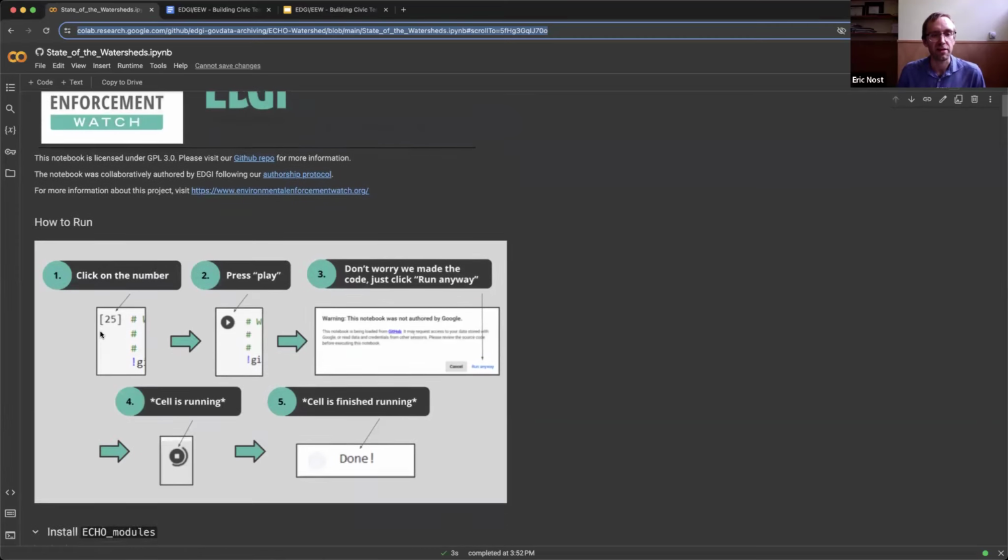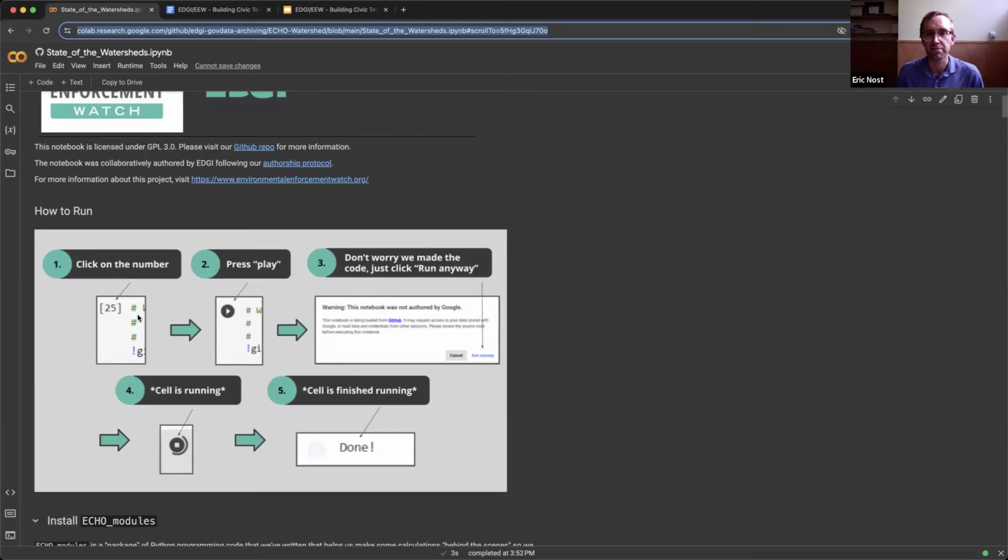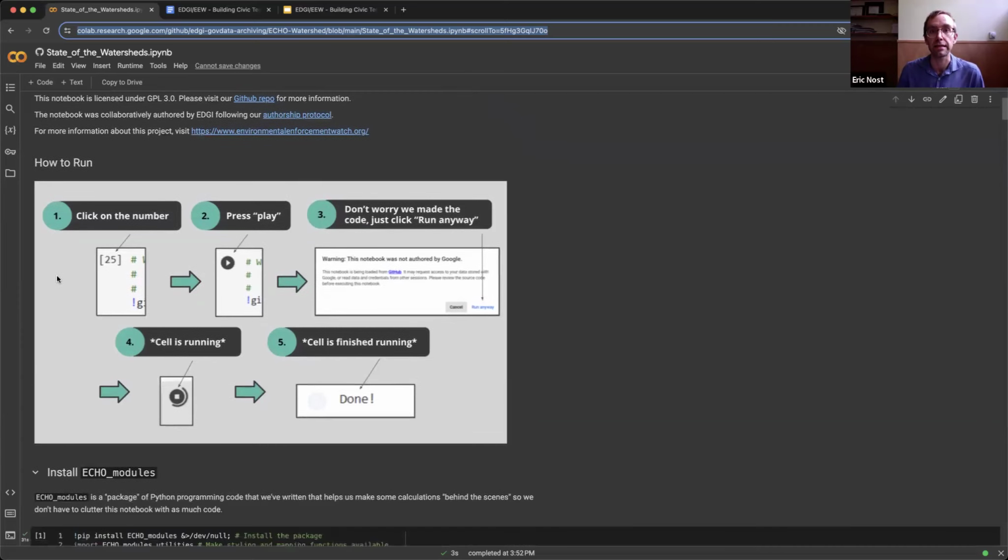In this notebook, we start by just providing a little bit of instruction on how to use it. It really can be as simple as pressing play on each cell of code, although we do ask folks, as you'll see, to make some choices about which county, which place they want to focus on in their analysis. So this notebook is about the state of the watershed across the US, and in particular, how well the National Pollutant Discharge Elimination System is being enforced, violations of that, and what it all means for water quality.